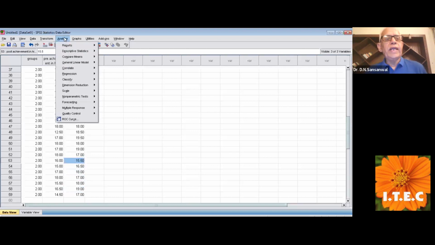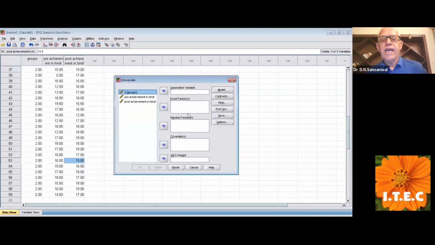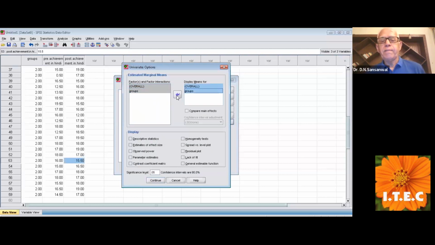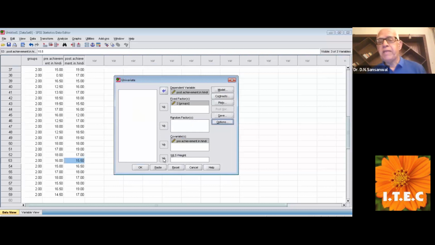Now I go to analyze, and then general linear model, and then my fixed factor is group, my pre-achievement is a covariate, and post-achievement is the dependent variable. So now I need the mean. It will give me the mean, descriptive, homogeneity, estimate of size, no problem. There will be nothing more.